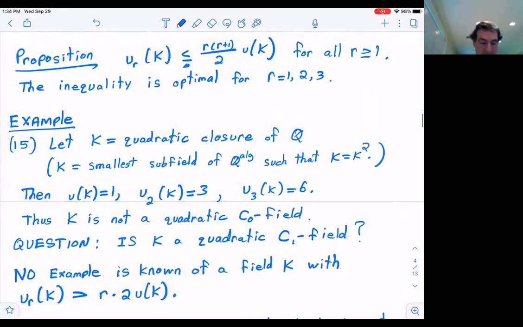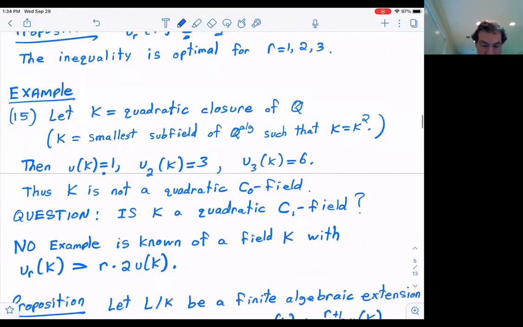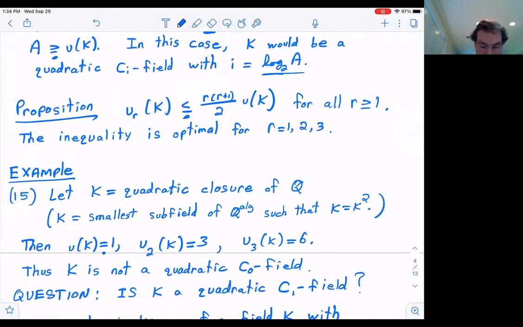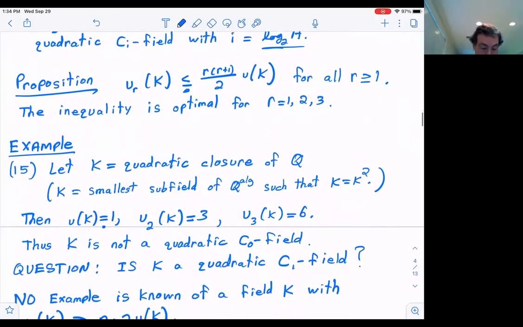So here, in example 15, suppose K is the quadratic closure of Q. It's the smallest subfield of the algebraic closure of Q such that every element of K is a square. It can be shown that u sub 1 is 1, u sub 2 is 3, and u sub 3 is 6. And that corresponds to equality up above for r equals 1, 2, and 3. So in particular, K is not a quadratic C_0 field. Is K a quadratic C_1 field? We don't know.